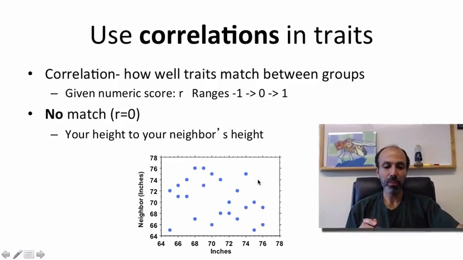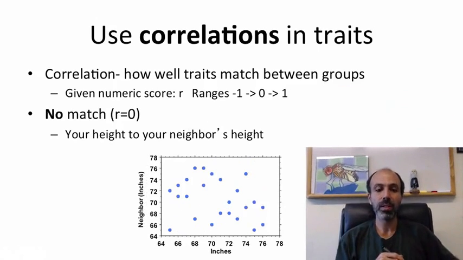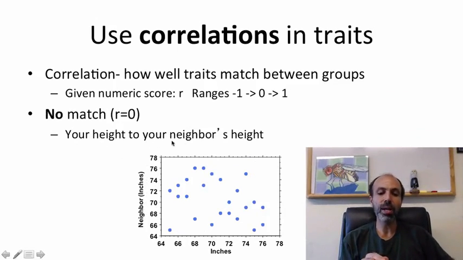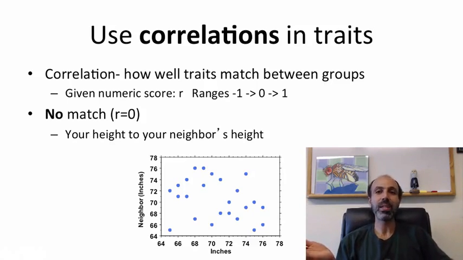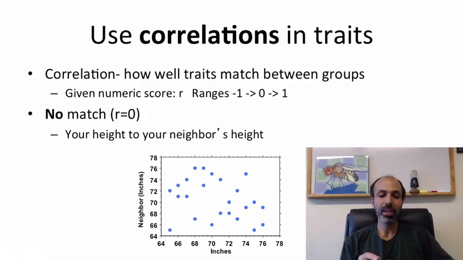Now let's go a little bit further. Let's imagine there's no correlation. You may see this in the context of your height to your neighbor's height, your next door neighbor's height. It's quite possible that you'll have some very short neighbors, you may have some very tall neighbors, but there's no reason to expect that their height is any more or less like your height. So this would be a case where the correlation is 0.